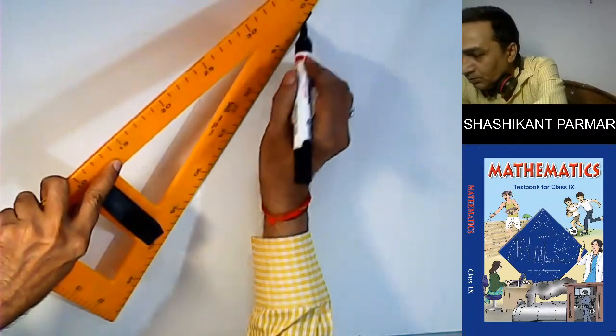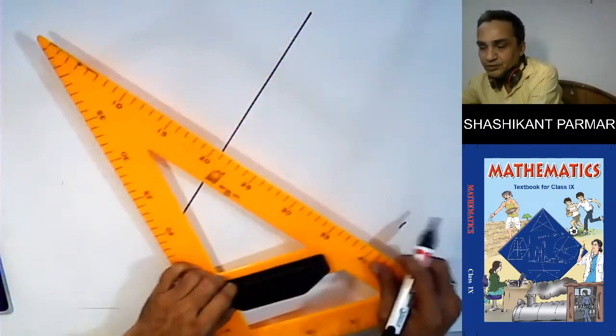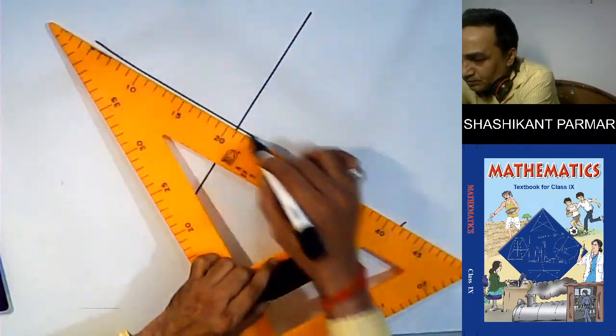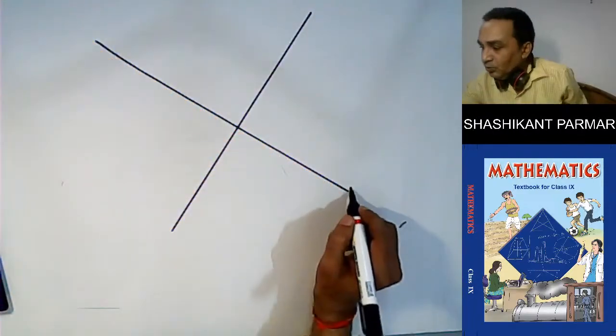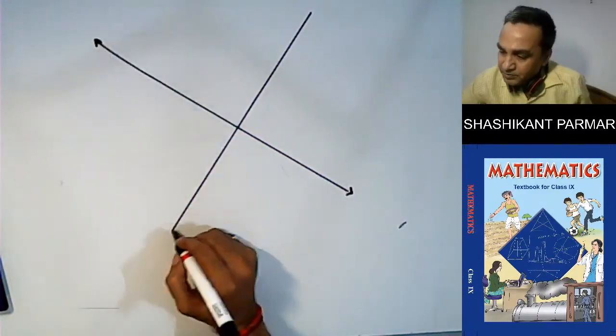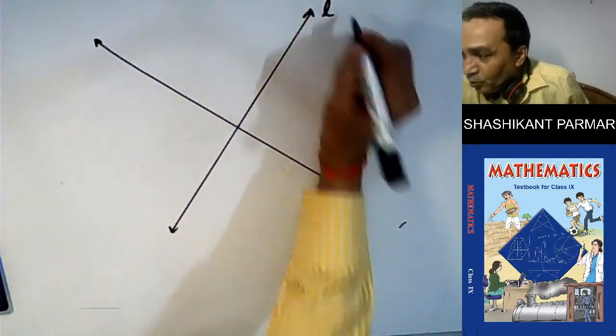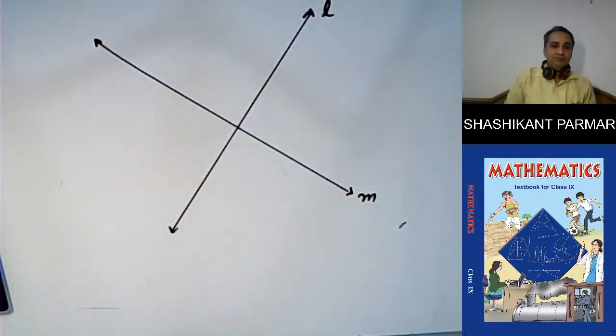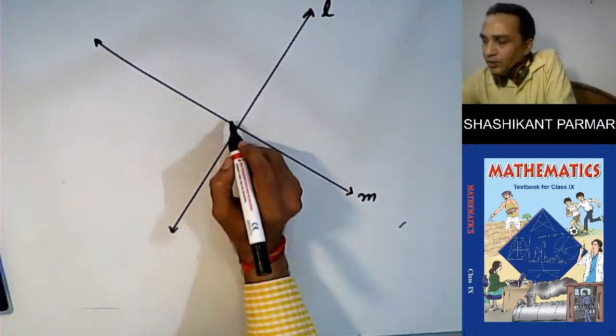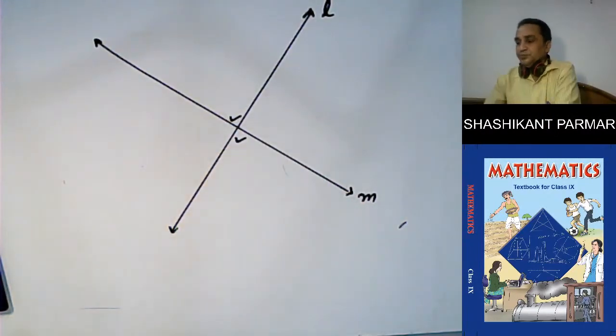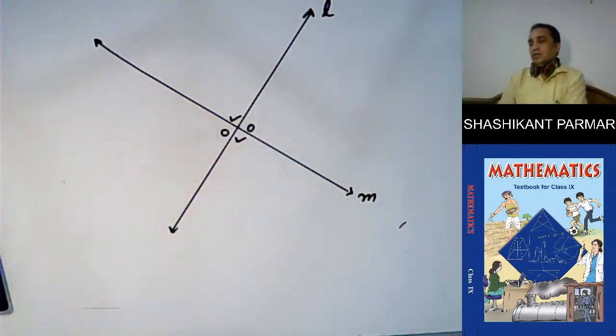So, that means, what are the properties when two lines L and M intersect each other? Okay, you also know this: opposite angles are equal.